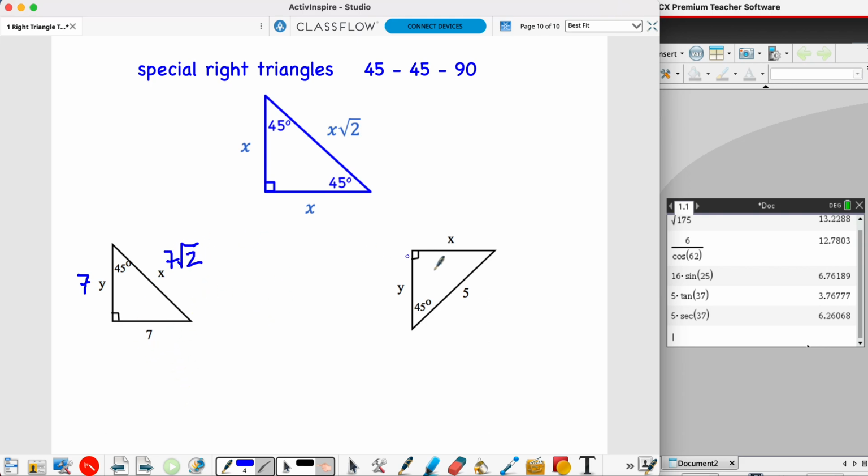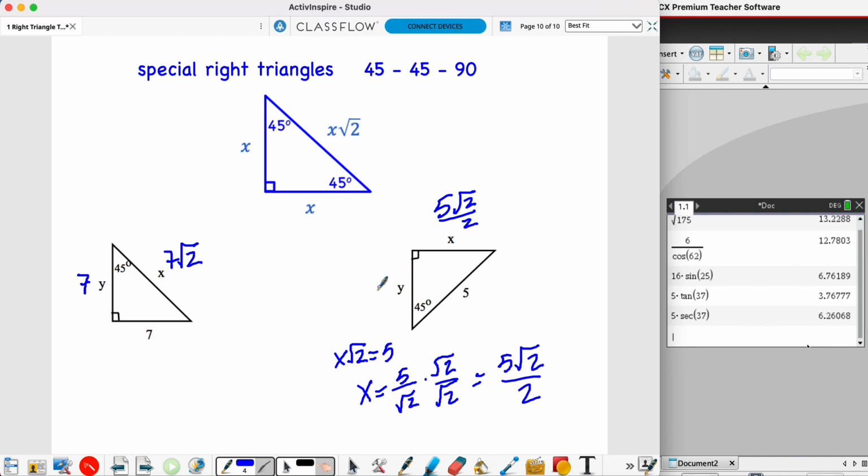Now the only place this gets a little tricky is if you're given the hypotenuse as an integer. The idea here is x times the square root of 2 is equal to 5. So to solve for x, we would divide by the square root of 2, and then we'd rationalize. So you get 5 square root of 2 over 2. And you'd get the same thing for y.